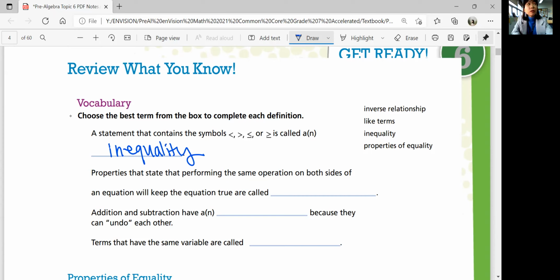Okay, number 2, that was number 1. Number 2, properties that state that performing the same operation on both sides of an equation will keep the equation true are called, what properties can you use? The properties of equality.